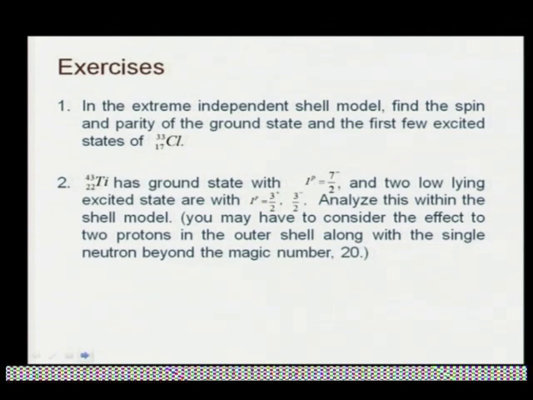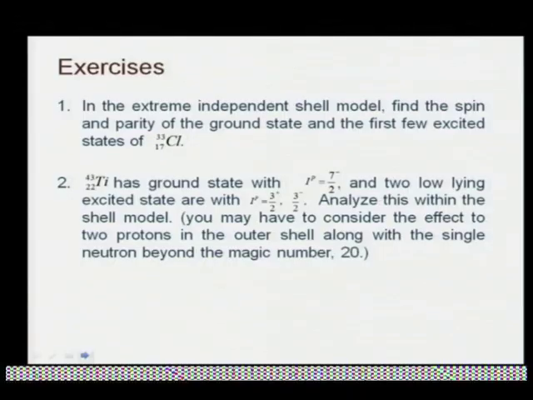One is that you take chlorine-33, which has 17 protons and 16 neutrons. Find out how, in an extreme independent shell model, the proton and neutron are distributed in different shells. Then what is your prediction for the spin and parity, the I value and parity, of the ground state and the first few excited states, etc.? You can easily work that out.